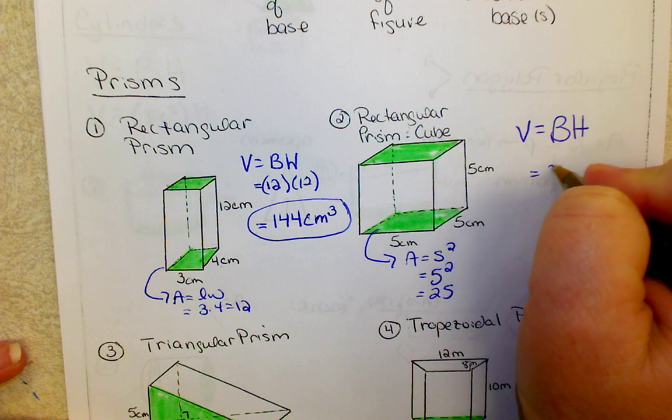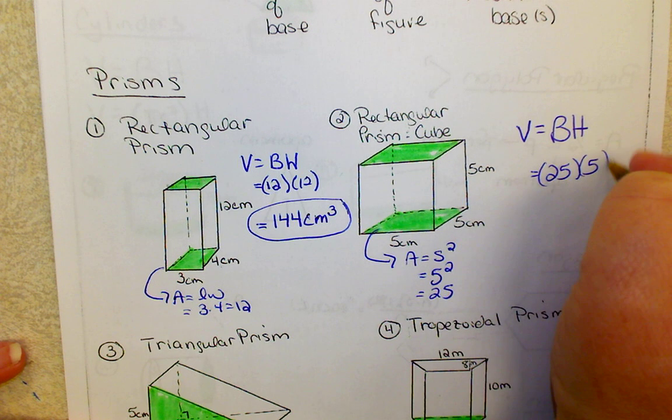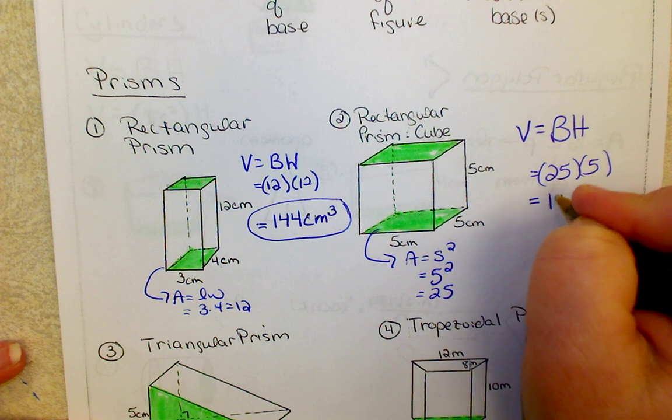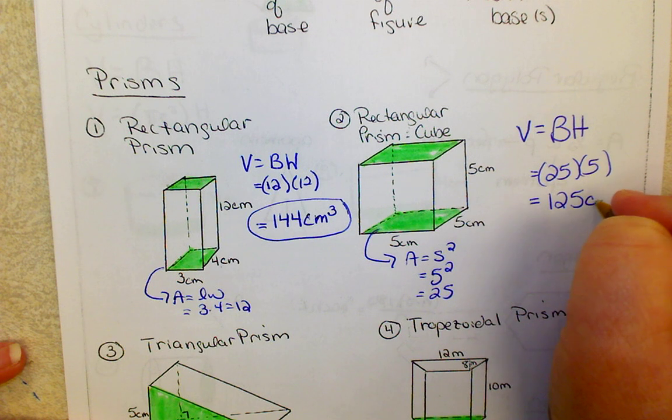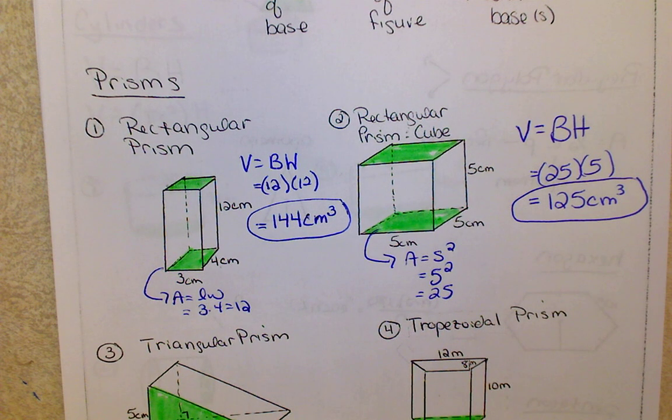So the area of our base here is 25. The height of our figure is 5. And 25 times 5 is 125, and that would be centimeters cubed. Volume is always in cubic units.